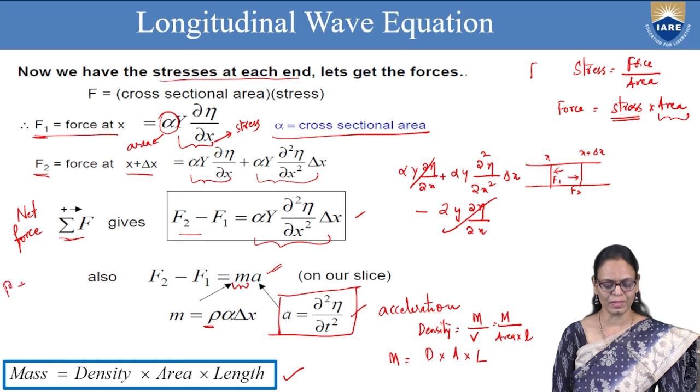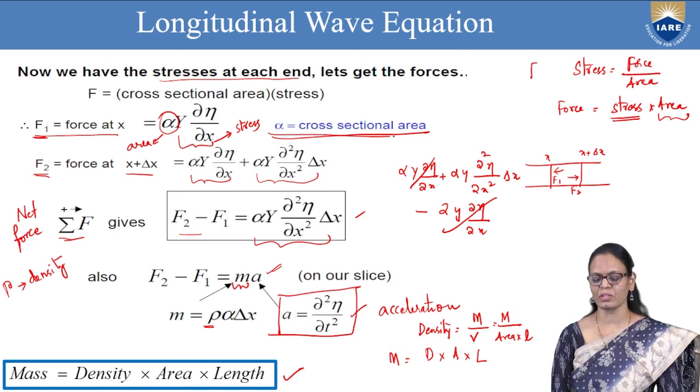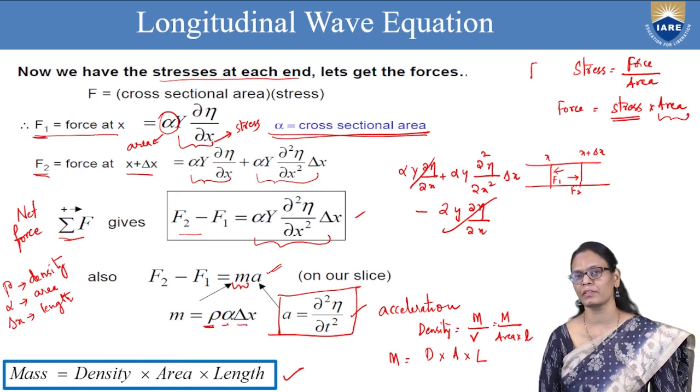Rho denotes the density. And the area of cross-section, or the cross-sectional area, is represented by alpha. And the length we are considering here is delta x. So delta x here is the length. So how do we get the mass now? Density multiplied by area multiplied by length.